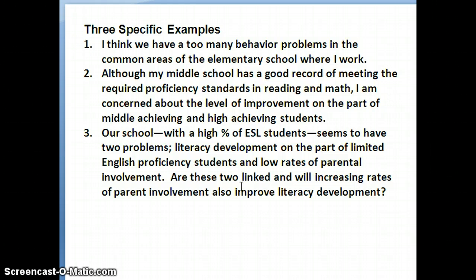Secondly, "Although my middle school has a good record of meeting the required proficiency standards in reading and math, I'm concerned about the level of improvement on the part of middle achieving and high achieving students."